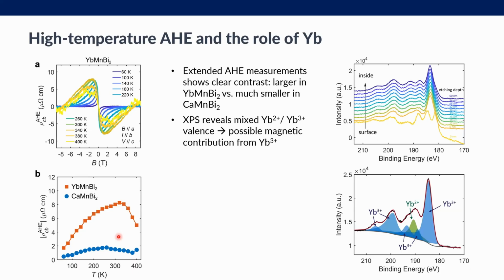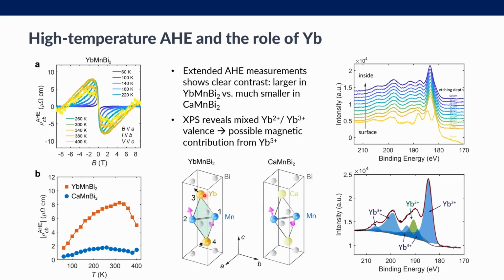And the 3+ ions can carry a magnetic moment. And this ytterbium magnetic moment can couple to the two magnetic spins of the spin nematic to form this triangle of non-coplanar spin chirality, a scalar spin chirality, which could potentially induce this anomalous Hall effect. And this also naturally explains why the anomalous Hall effect in the calcium compound is much weaker, because the calcium ions cannot be magnetic, so there are no such triangles of scalar spin chirality.